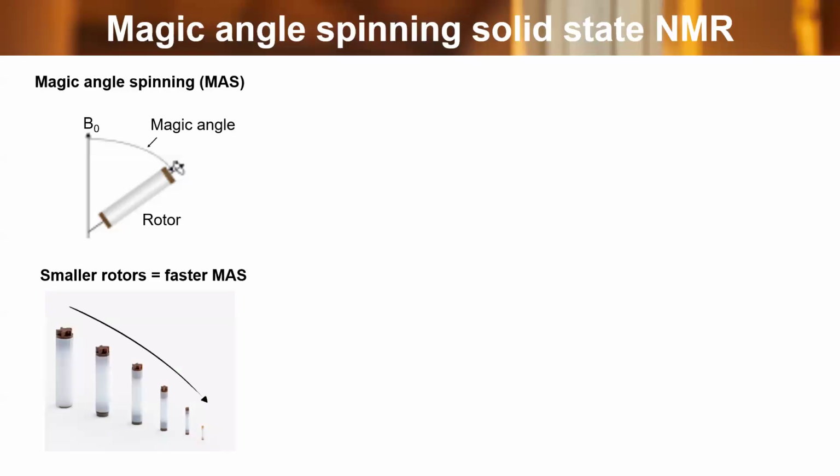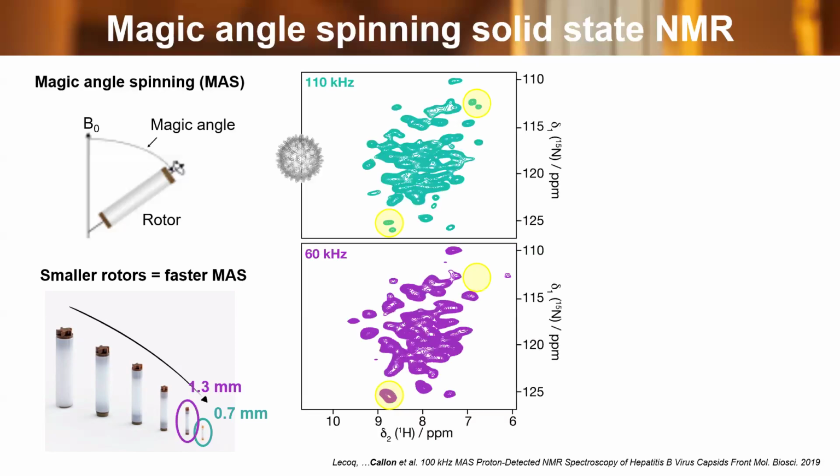And over time, the size of these rotors is reducing, and you can spin them faster and faster, the smaller they are. And now we are using rotors of 0.7 millimeter diameter that we can spin at 110 kilohertz. But the question is, why do we want to spin faster and faster? And it's illustrated here. So it's two HNH spectra of the core protein of the hepatitis B virus. And you see here the spectrum recorded on a 1.3 millimeter rotor at 60 kilohertz, and here on a 0.7 millimeter rotor at 110 kilohertz.